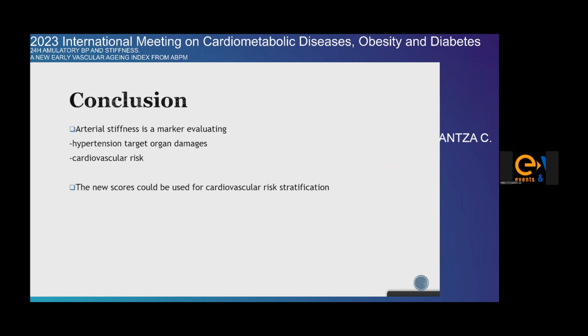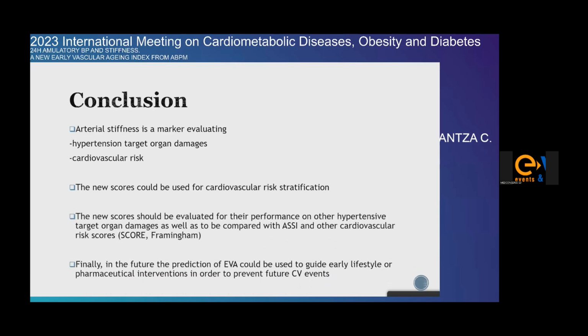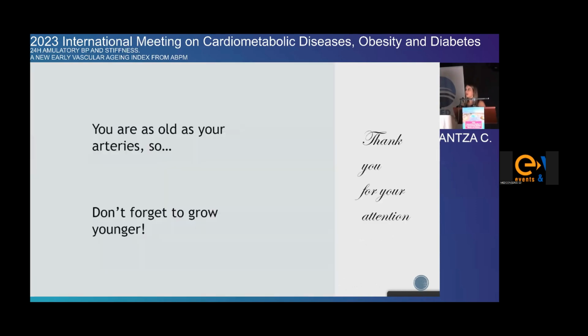To conclude, arterial stiffness is a very important marker for evaluating hypertension, target organ damage, and cardiovascular risk. The new scores could be used for cardiovascular risk stratification. They could also add clinical importance when added to other cardiovascular scores, such as the stroke score and Framingham. And finally, in the future, the prediction of early vascular aging could be used to guide early lifestyle or pharmaceutical interventions in order to prevent future cardiovascular events.